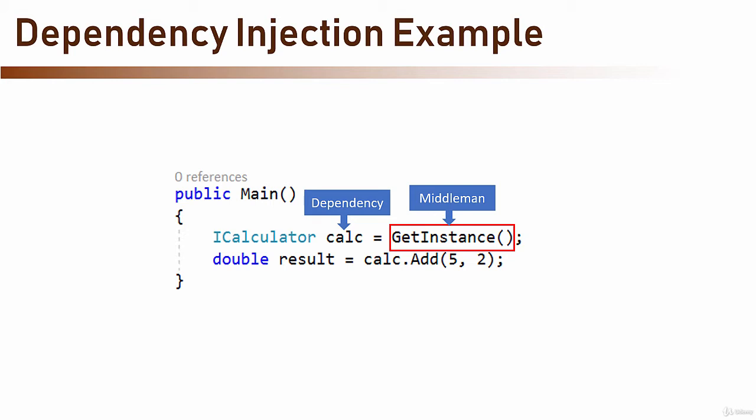Now, the real question is, of course, what is happening within this mysterious getInstance method? Well, the answer is actually quite simple. This method, often referred to as a factory method, simply executes some logic and decides which class should be injected. An object is then instantiated from the class and returned as an interface.